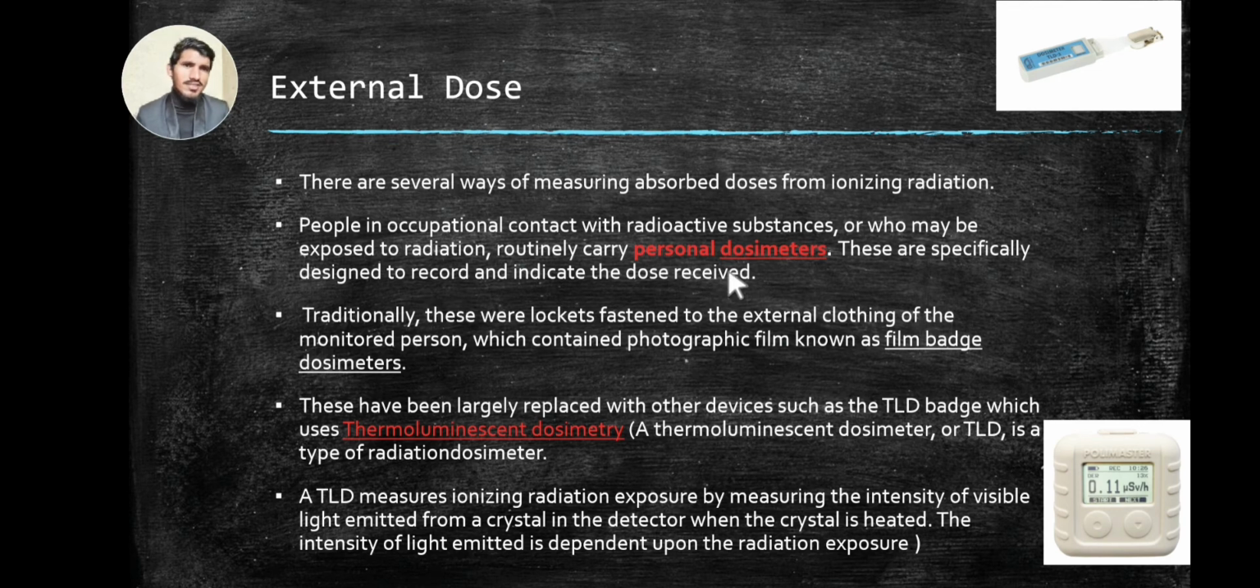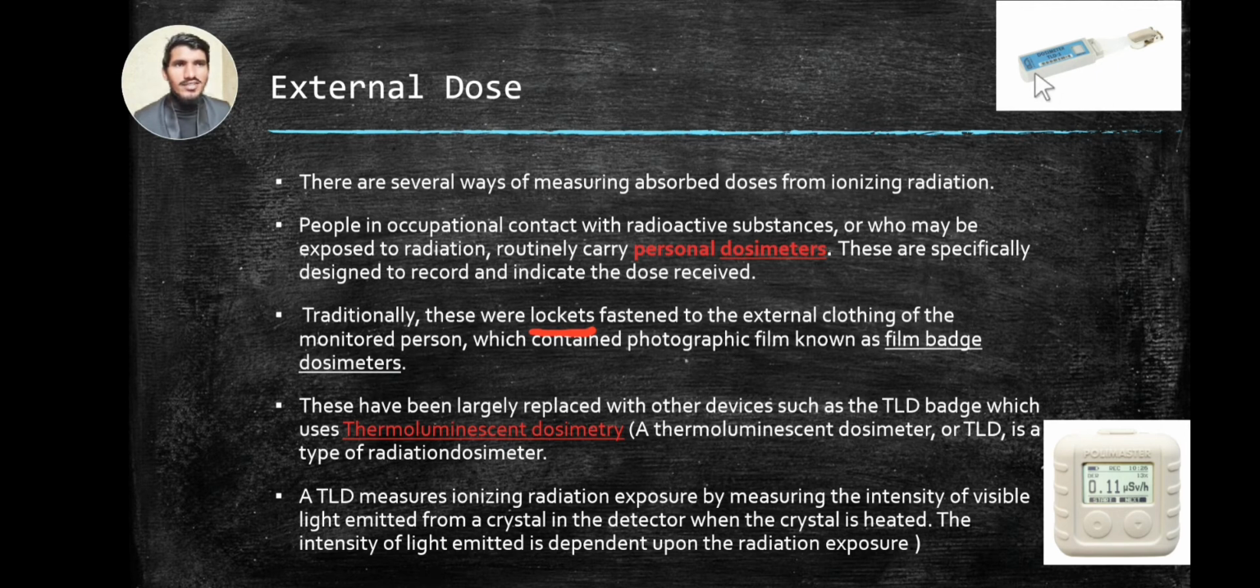So what is the working of the personal dosimeter? A person who has a personal dosimeter can continuously look at it to see how much radiation he is receiving right now. Traditionally, these were lockets fastened to the external clothing of the monitored person. So first of all, what were these personal dosimeters like? They were like lockets that were attached to the external clothing of the person.